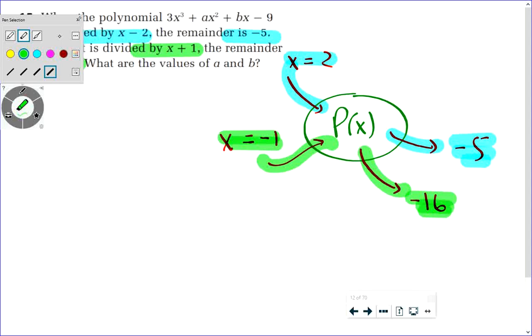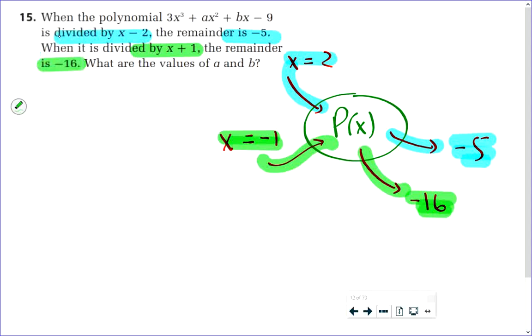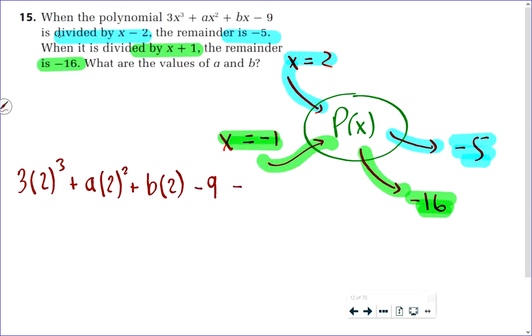I could make a table, right? I could say x and remainder. But the bottom line is when I put 2 into this equation, I'm going to get 3 times 2 cubed plus a times 2 squared plus b times 2 minus 9. And this has to give me negative 5. And looking at your expression here, you're doing this, but it's not working out.